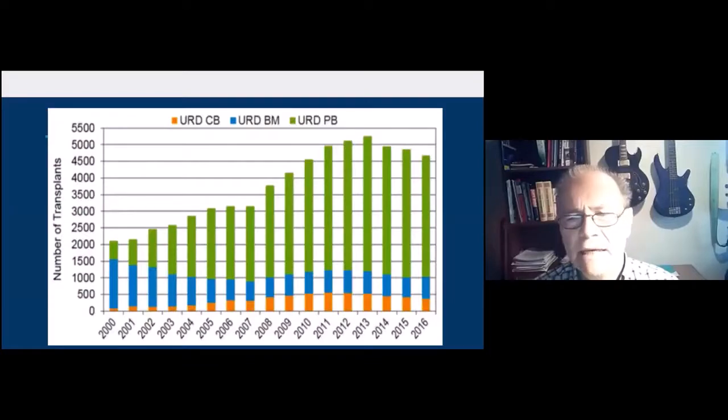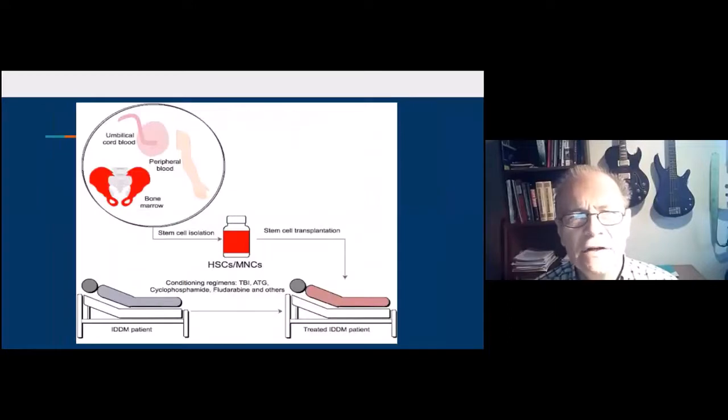Here you can see up to 2016, in orange, unrelated cord blood, in blue, unrelated donor bone marrow, in green, unrelated donor peripheral blood. And once again, the three sources: umbilical cord blood, peripheral blood, and bone marrow, the stem cell isolation, the stem cell transplantation. Before that, the patient needs to go through conditioning regimens using total body radiation, sometimes ATG, and different chemotherapy like cyclophosphamide, fludarabine, and others.